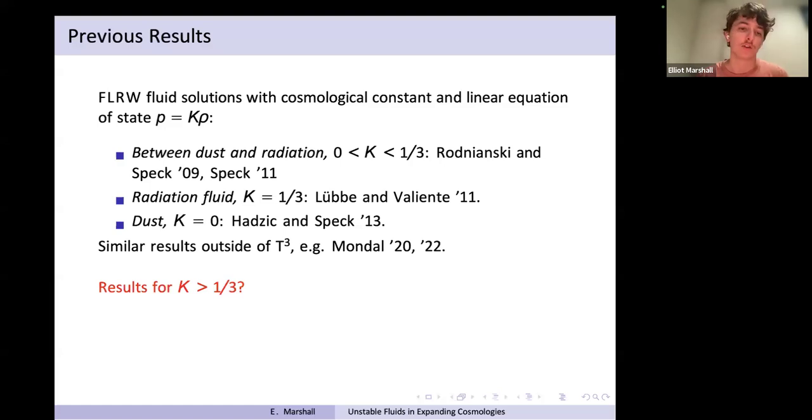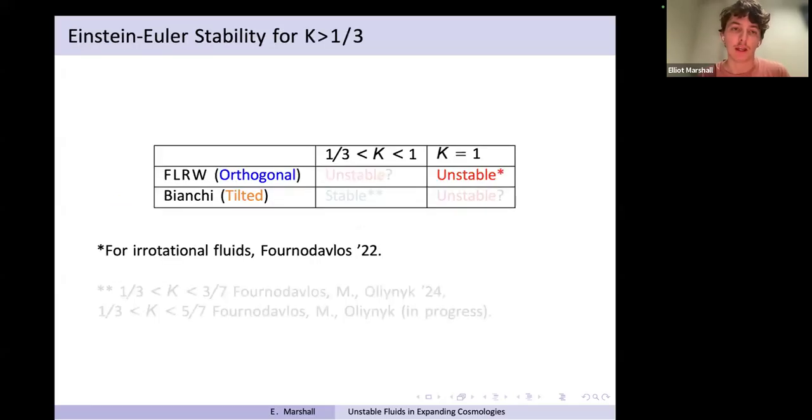So the natural question to ask is, what happens when you start perturbing fluids with super-radiative equations of state, so K larger than 1/3? And that's what I've been primarily focusing on in my PhD research. So to begin, I just want to give a brief run through of the known results and some of the expected results for these super-radiative spacetimes.